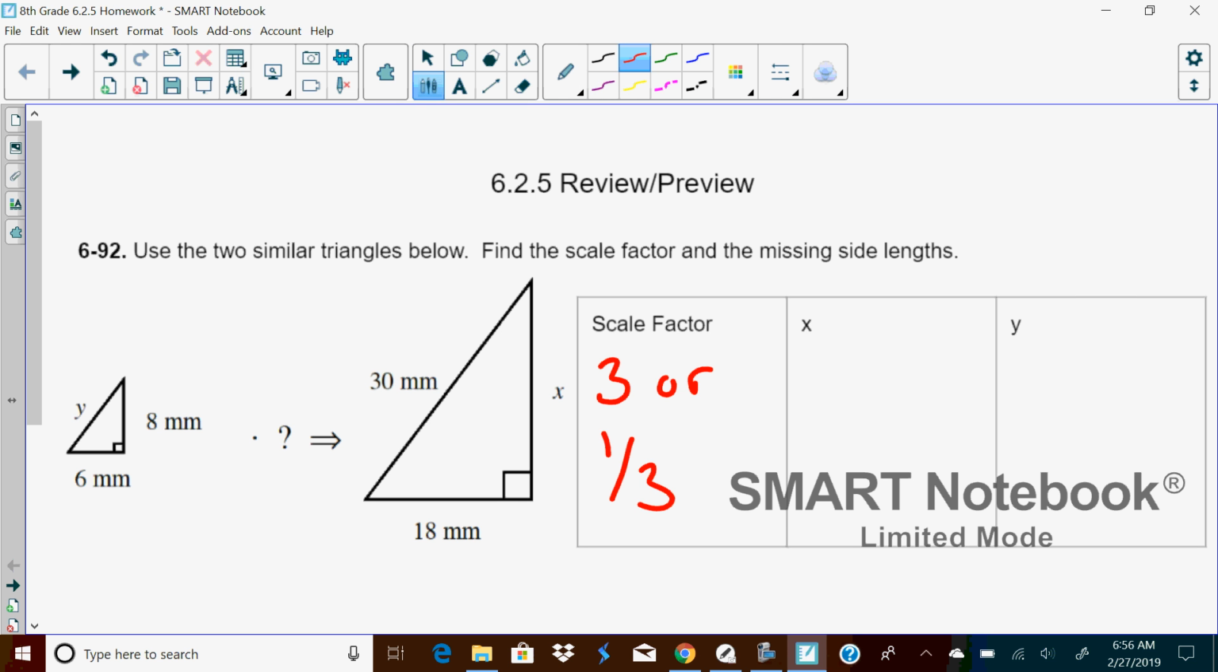To find x, x is over here, so I'm just going to do 8 times 3, which gives me 24 millimeters for x. For y, I'm going to do 30 divided by 3. So y is 10 millimeters.